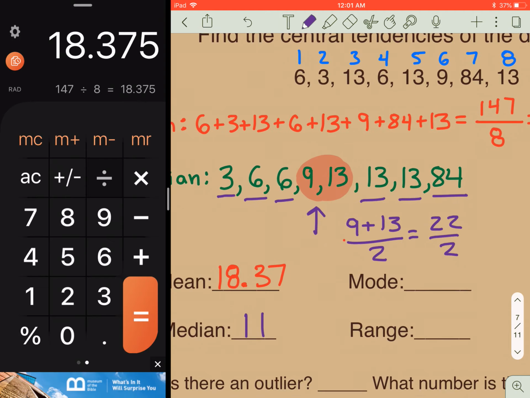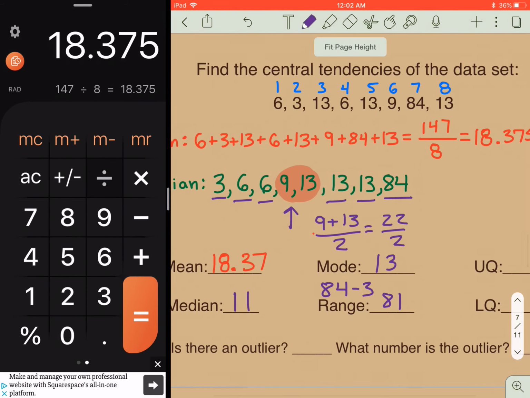The mode here, if you look, I have 6 appear twice. You're like, maybe that's my mode, because that appears the most often, but it's not, because 13 actually appears 3 times, and the mode is whatever appears the most often. If I only had 2 6s and 2 13s, then 6 and 13 would both be my mode, but since 13 appears more times than 6, my mode is 13. The range is always the biggest number, which is 84, minus the smallest number, which is 3. So my range would be 81.